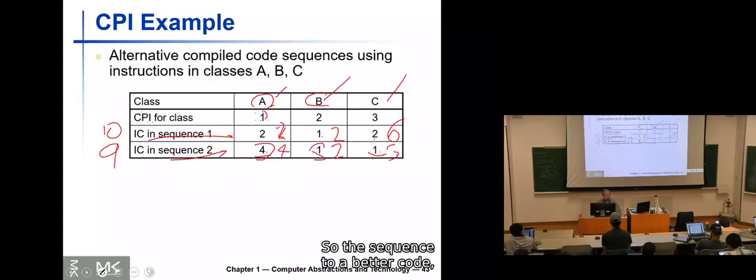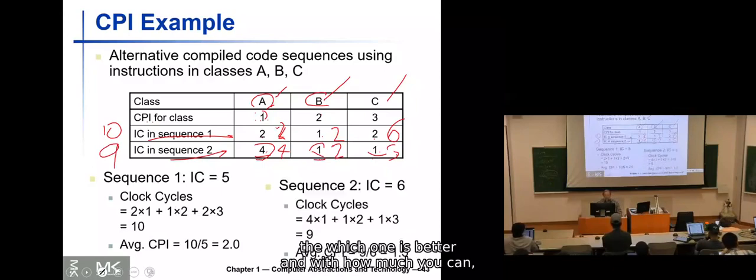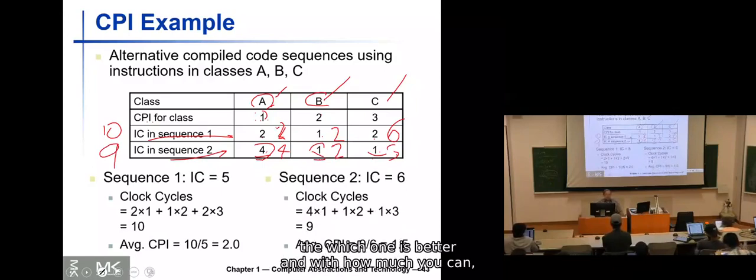So the sequence 2 is a better code. The compiler which made the sequence 2 is better. We didn't know at the beginning. We had 2 mix of instructions, and we calculated which one is better and by how much you can compare them together.